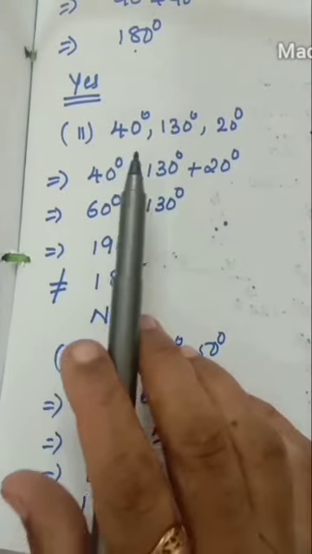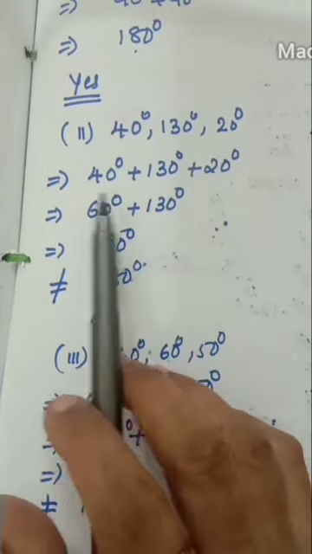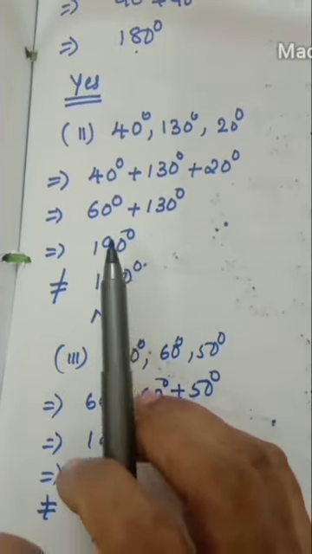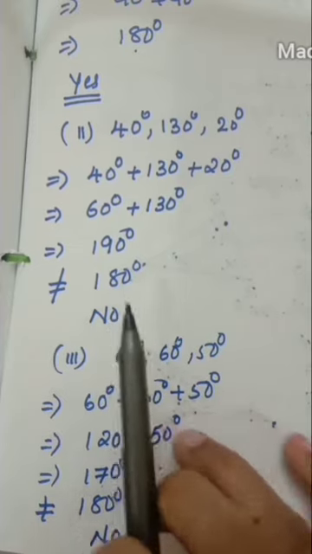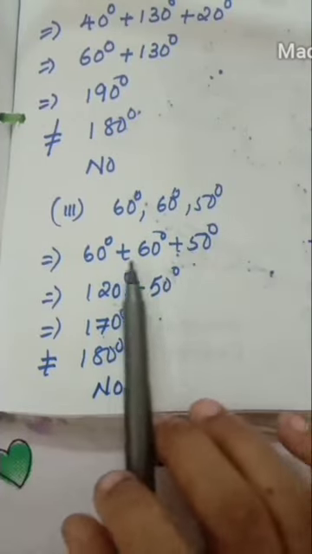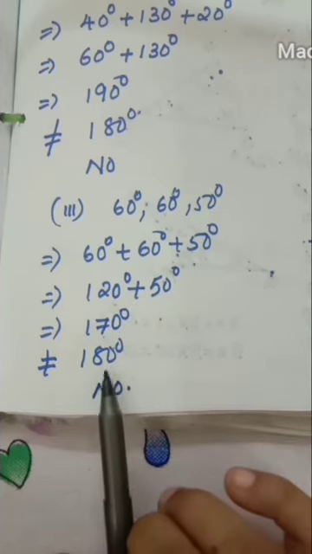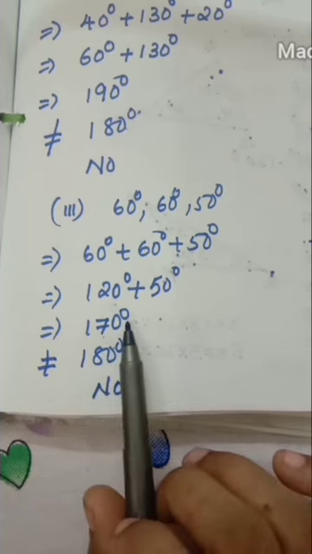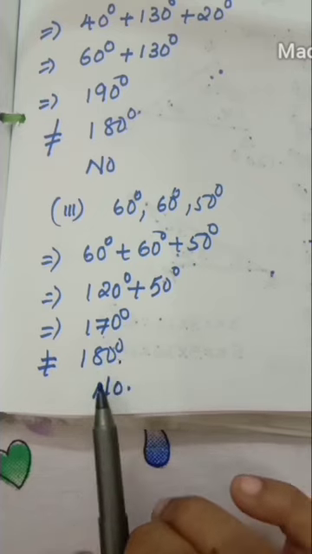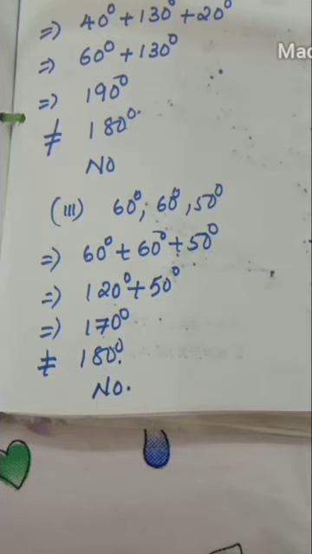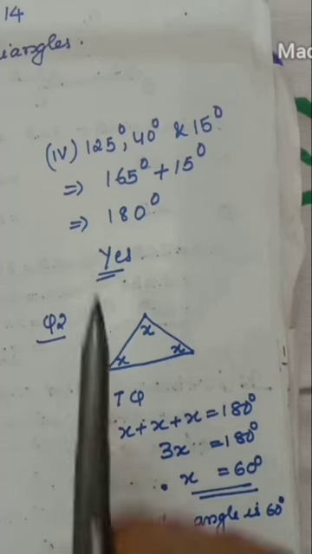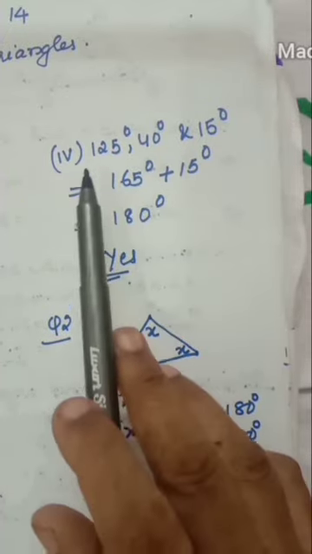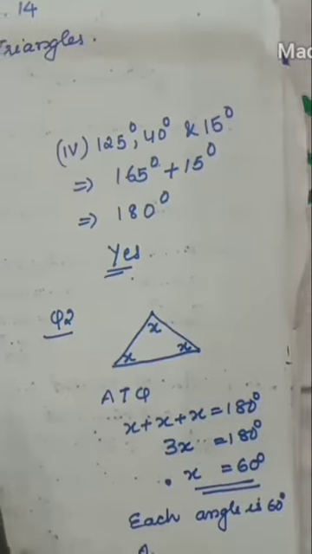Now next, second, 40 degree, 130 and 20. Here also you add it, you are getting 190, not 180. So it is not a triangular measure. See, third one, same question. You have to add. Clear? Not getting 170, only getting 180 should be. So it is not a triangular measure. Fourth also like that. Adding we are getting exactly 180 degrees. So these three angles are in a triangle.